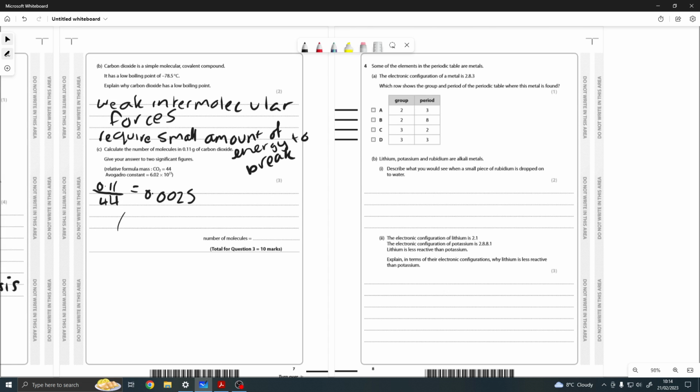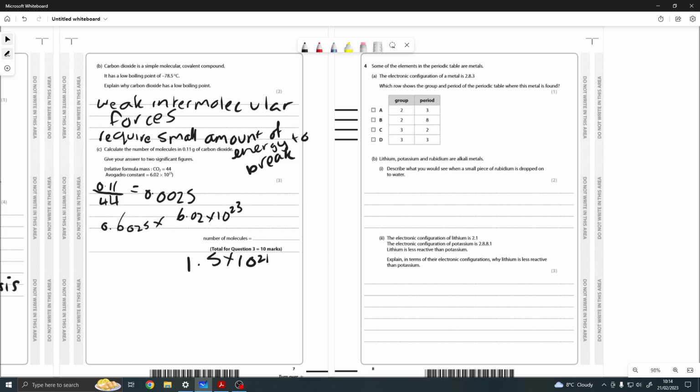Now we remember that of course 1 mole will have Avogadro's constant in it, but if we essentially take that 0.0025 and multiply it by 6.02 times 10 to the 23, that will tell us the number of molecules, which will equal, I'll write it down here, 1.5 times 10 to the 21, my phone says, and I'm inclined to believe it. There we are.